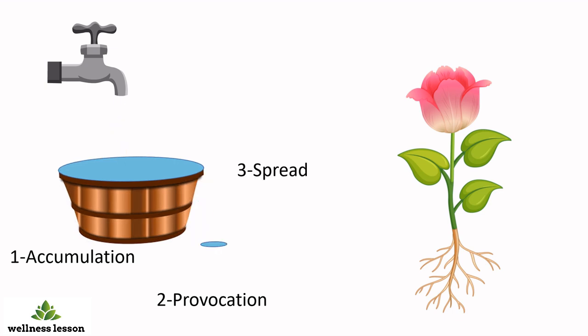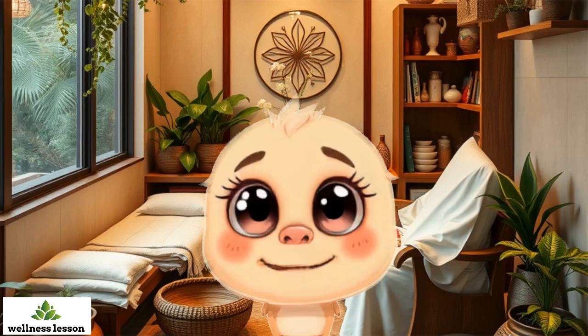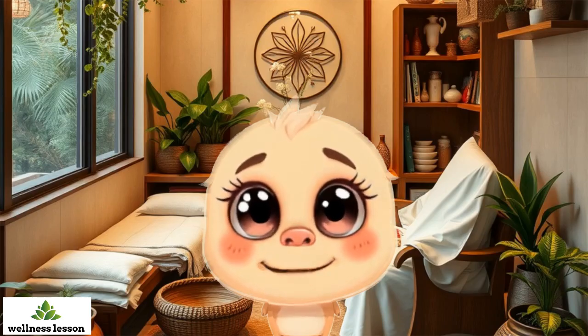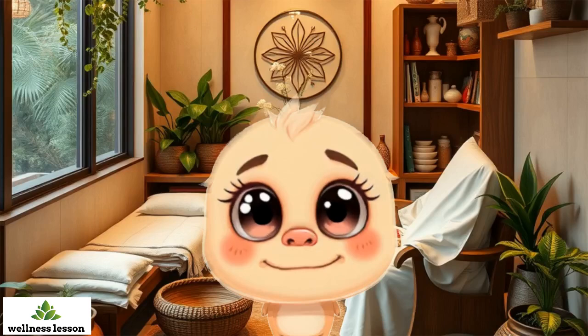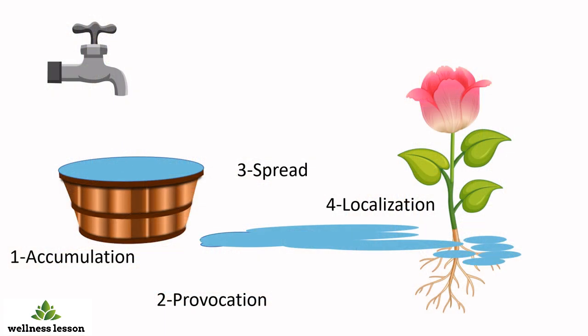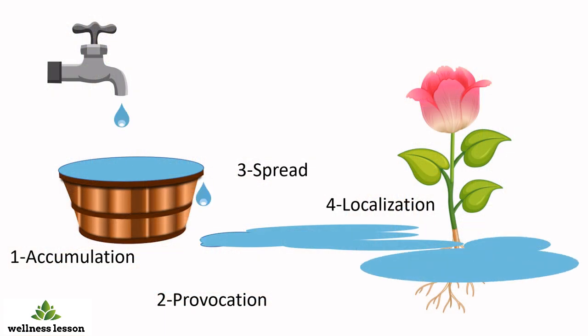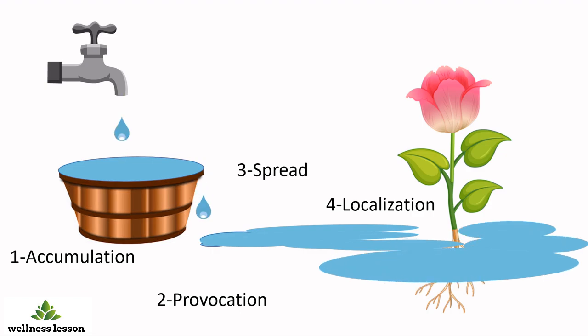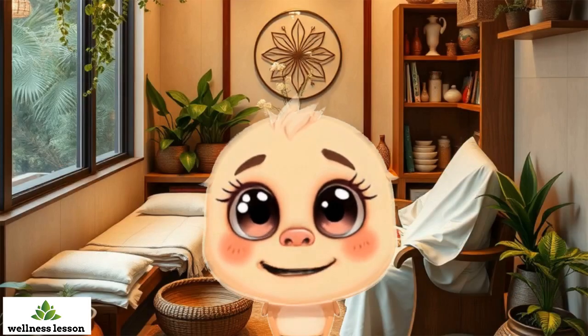Stage 3. Spread. As the container overflows, liquid spills out continuously, running across the table and into surrounding spaces, spreading further. Stage 4. Localization. The overflowing liquid finds cracks in the ground and starts seeping into them, settling in weak spots.